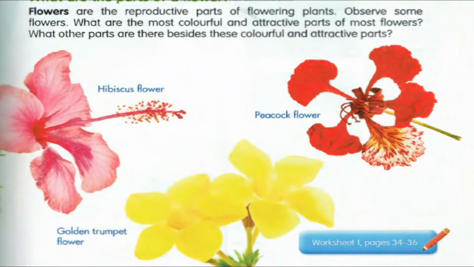What are the parts of a flower? Flowers are the reproductive parts of flowering plants. Observe some flowers. What are the most colorful and attractive parts of most flowers? What other parts are there besides these colorful and attractive parts? Hibiscus flower.